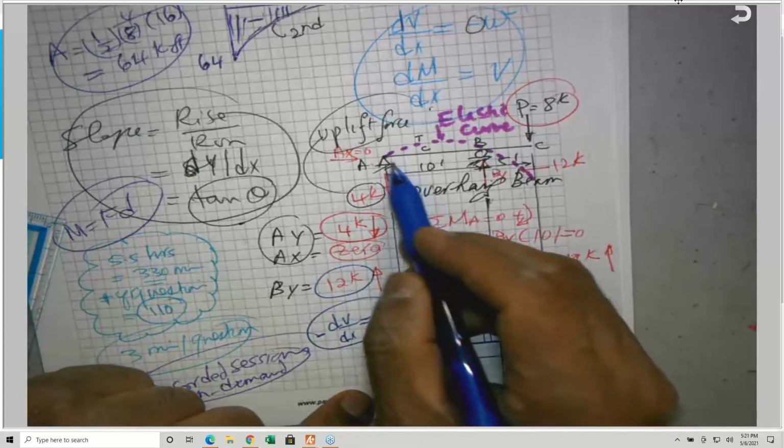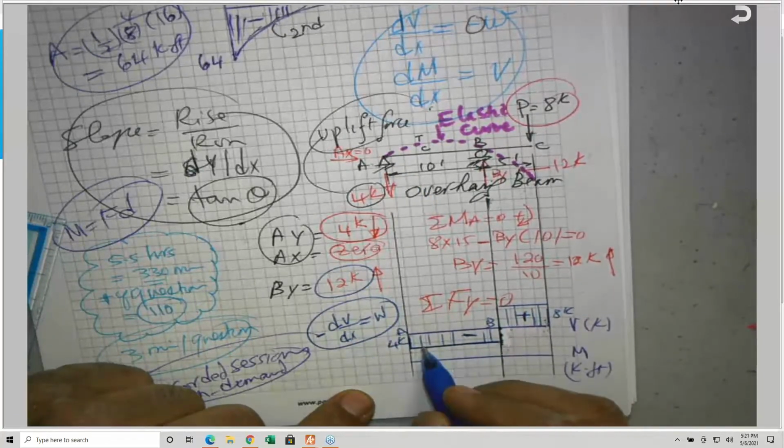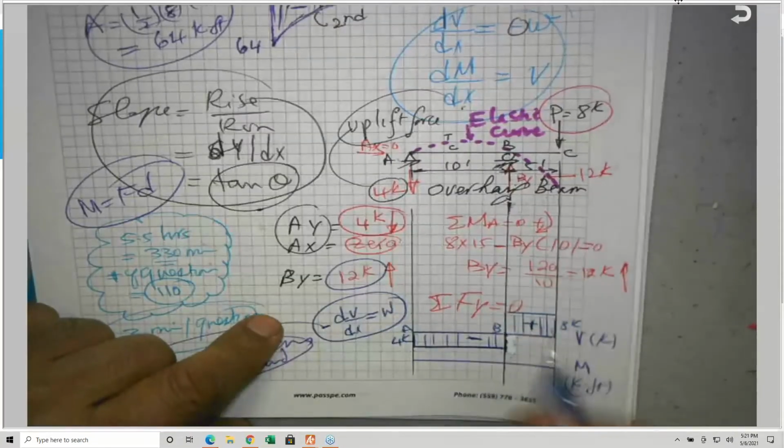So what is the load between A and B? Nothing. So I need the slope to be 0. What is this line? This line has a slope of 0. Do you remember the x-axis? It has a slope of 0. Okay, and the same story with the other one.